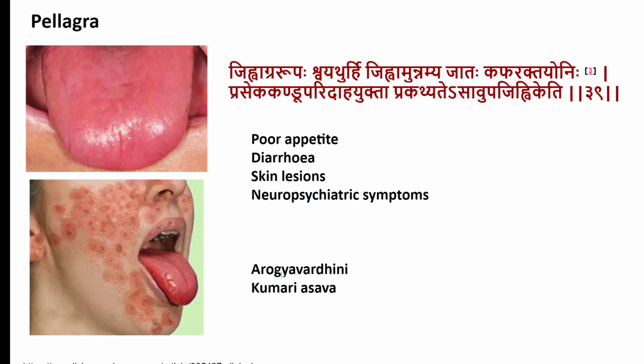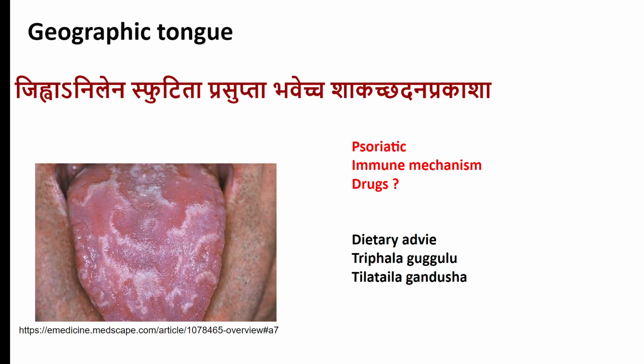And the better treatment, instead of providing these vitamin supplements, is Arogyavardhini and Kumaria. Of course, the contemporary treatment will be providing vitamin supplements. Some of the patients may respond to the vitamin supplements, but we will have plenty of patients who do not respond to the vitamin supplements. And in such patients, Arogyavardhini and Kumaria is a better option of treatment, considering this as a consequence of the Agnimandya. Then another is the geographic tongue.